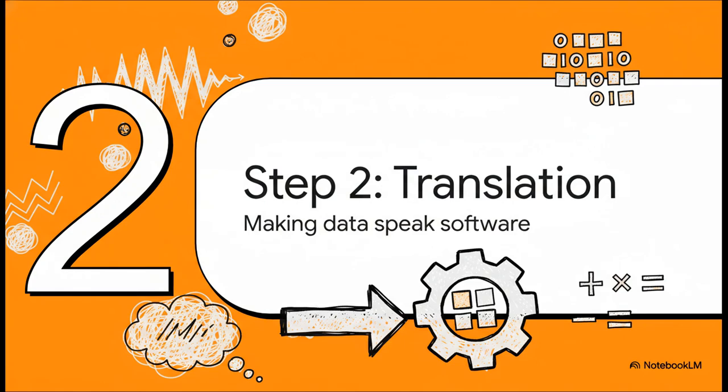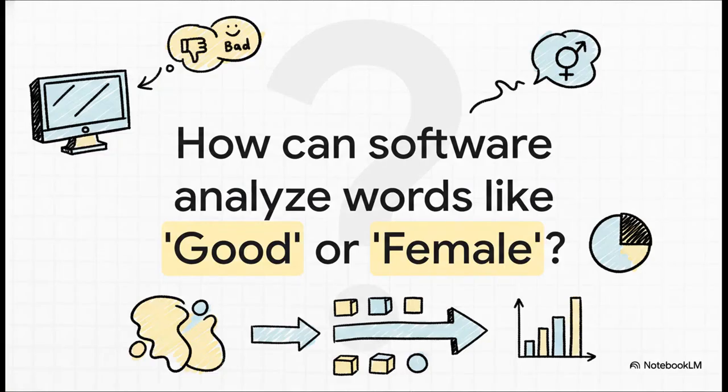Okay, so our data's clean. Awesome. But now we have a totally new problem. A lot of our data is written in, well, human language, words like good or female. And our analysis software, it doesn't really speak human. Exactly. I mean, think about it. How can a computer calculate the average of good and bad, or find a mathematical relationship between male and female? It just can't. This is what we call qualitative data, and to analyze it, we have to translate it into the one language the software truly understands: numbers.